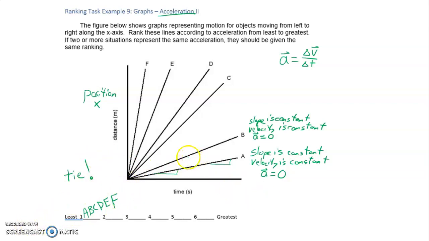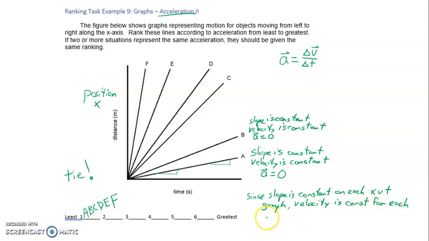So let's see if we could explain that, get some words to go with that. Say, since slope is constant on each x versus t graph, velocity is constant for each one, and that means acceleration is equal to 0 for all of them. So that's why it's a tie.